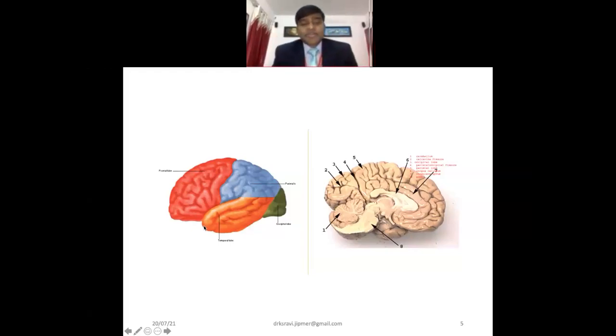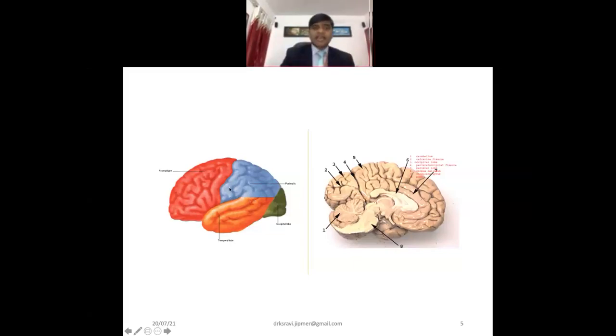Apart from the three poles, we have different surfaces in the cerebrum. We have the supralateral surface, if you can appreciate over here. Over here, we have the medial surface, and inferiorly, we have the inferior surface. So there are three surfaces. Why am I discussing this? Because when you see over here, there are some elevations and some depressions. These depressions are known as sulci, whereas these elevations are known as gyri.